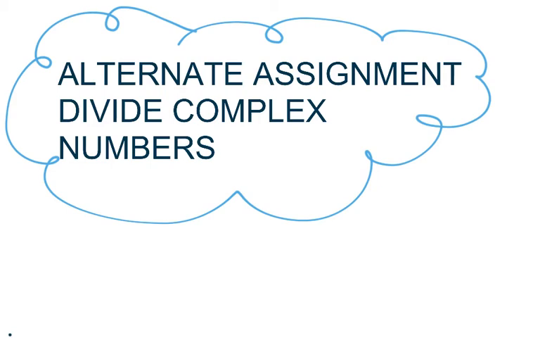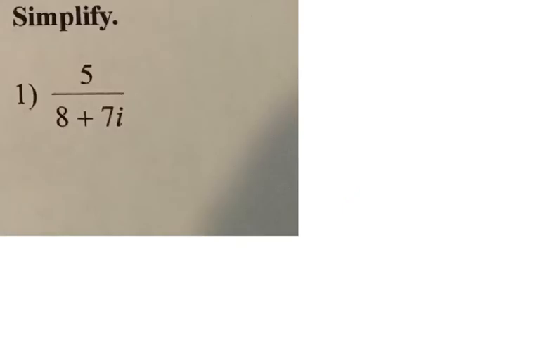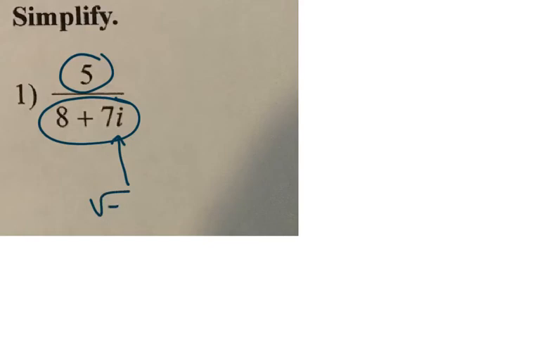All right, guys, let's get started. So, guys, this is my alternate assignment on a worksheet. What we have here is a complex fraction, right? We have a regular number divided by a complex number. Remember that i is the square root of -1. We never like to divide by a square root, right? So what are we going to do about it?